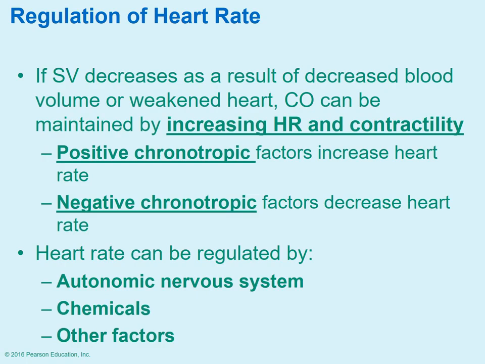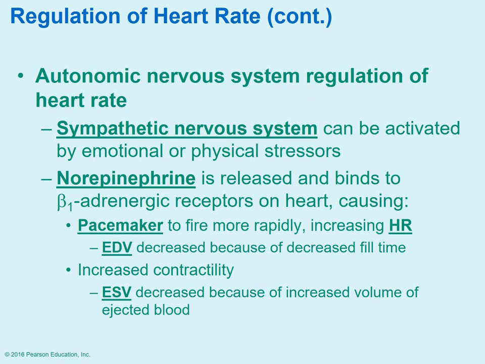If the stroke volume decreases because there's been a decrease in the blood volume or there's a weakened heart, the cardiac output can be maintained by increasing the heart rate, increasing contractility. So there are different things that can affect this. Positive factors will increase the heart rate, negatives are going to decrease the heart rate. Now, heart rate can be monitored by many different things. The autonomic nervous system is going to be monitoring it, and various chemical factors.